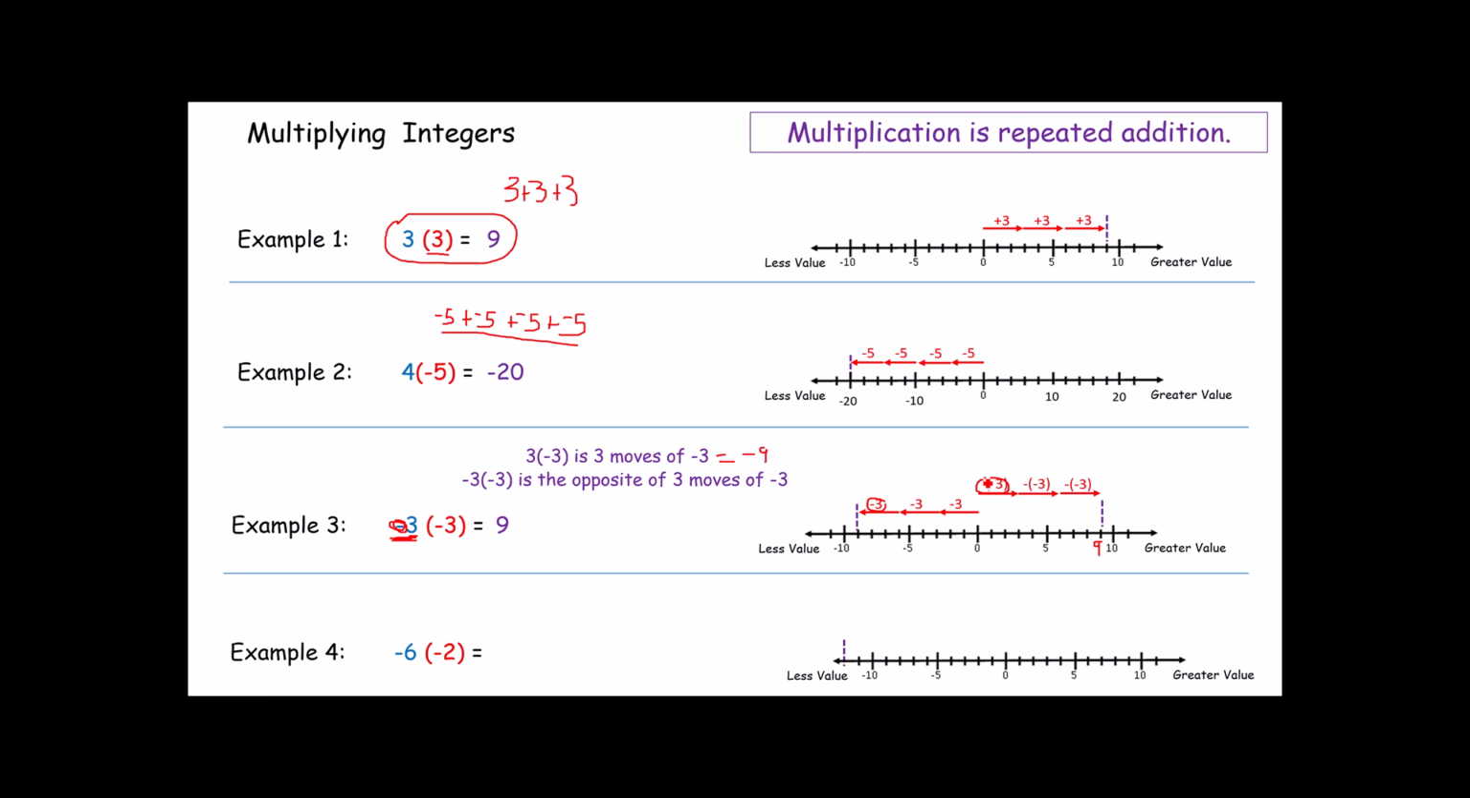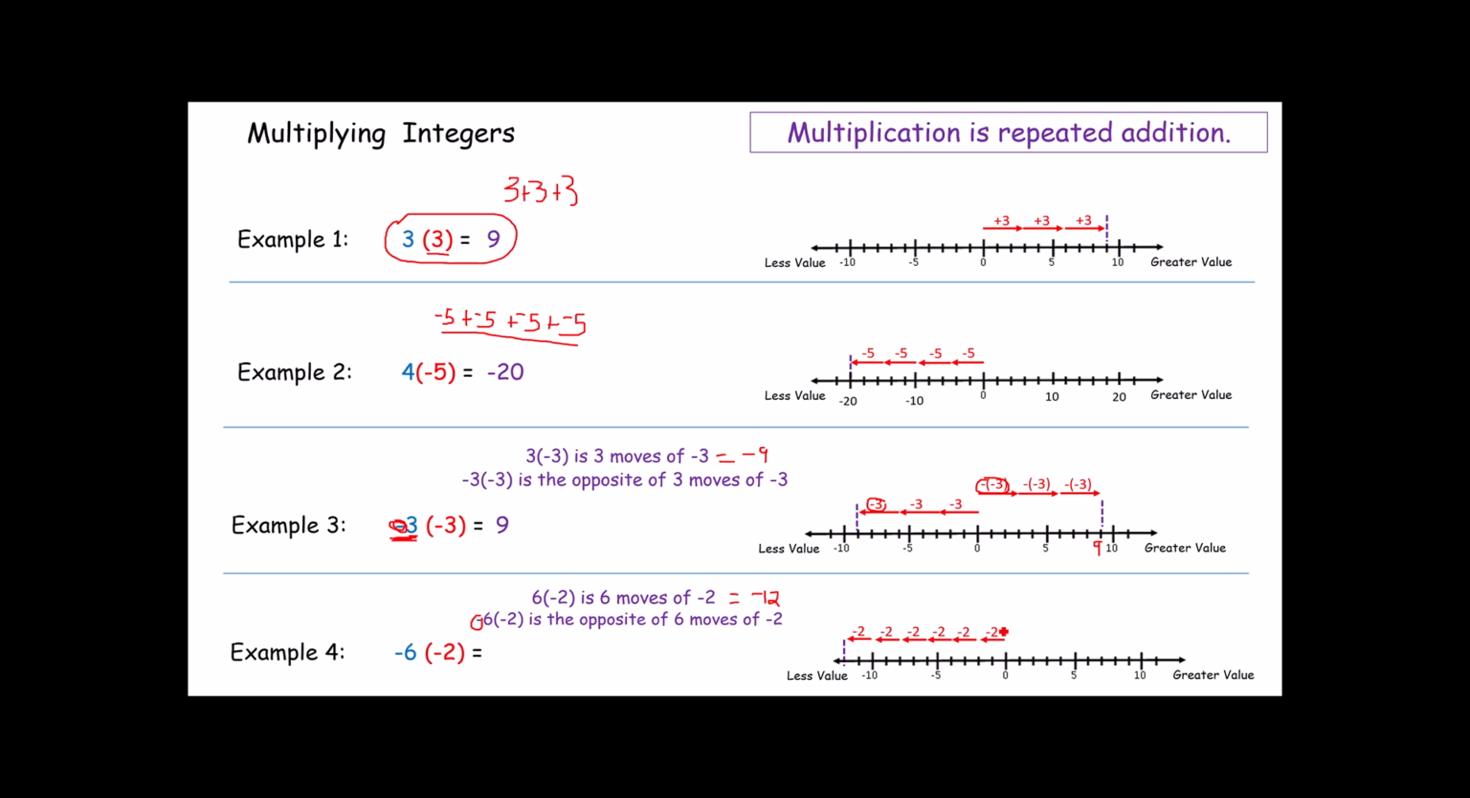Negative 6 moves of negative 2. Well, I know that 6 moves of -2 would look like this. 6 moves of -2 would put me at -12. But if I wanted to do negative 6 moves of -2, I'm saying do the opposite of what we just did here.